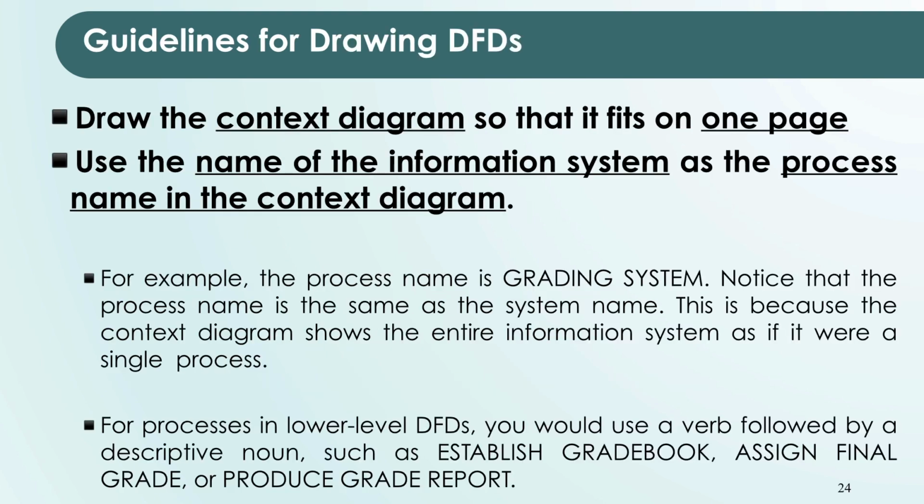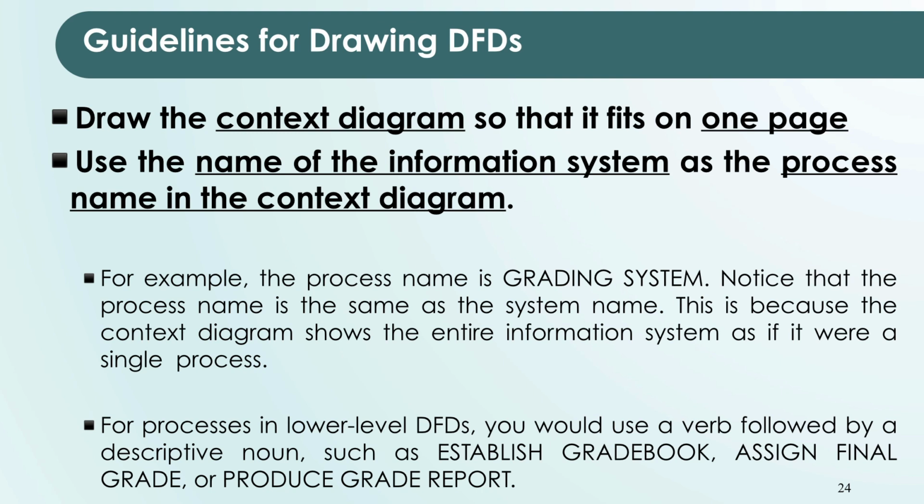Okay, so here are the guidelines for drawing the DFD. It says here, draw the context diagram so that it fits on one page. So one context diagram for one system must fit in one page only. You cannot spread it across pages. And second, use the name of the information system as the process name in the context diagram. The name of the system must be placed in the process of the context diagram.